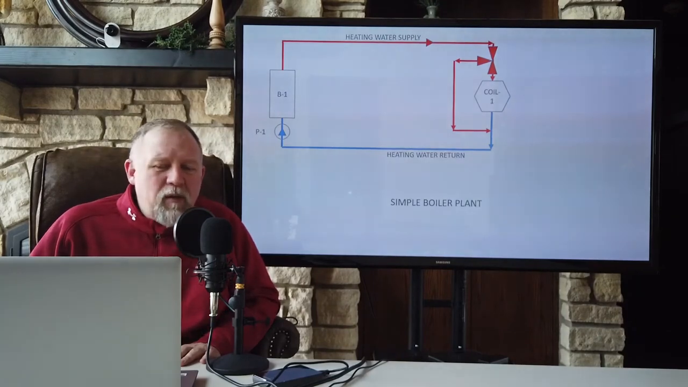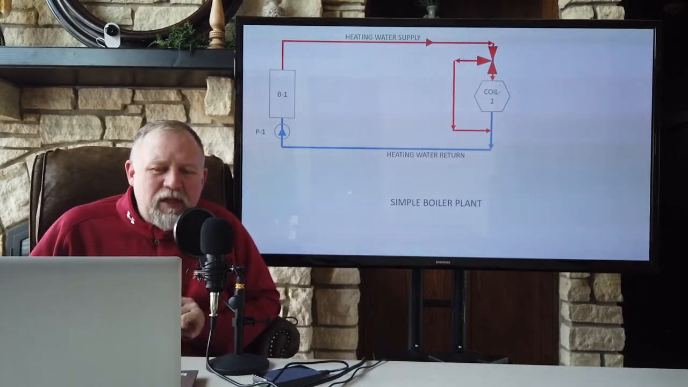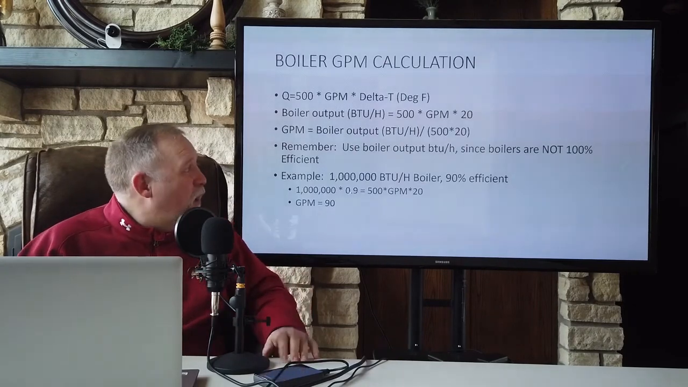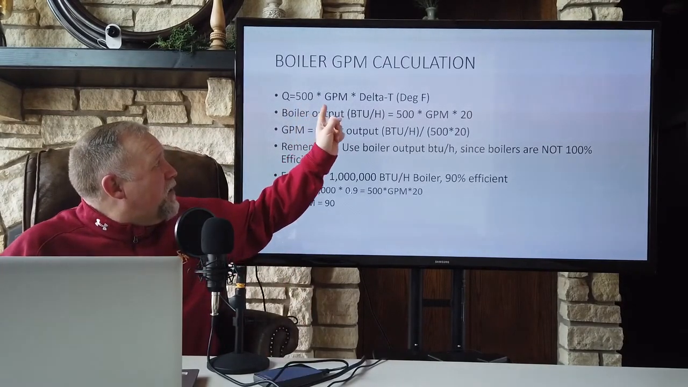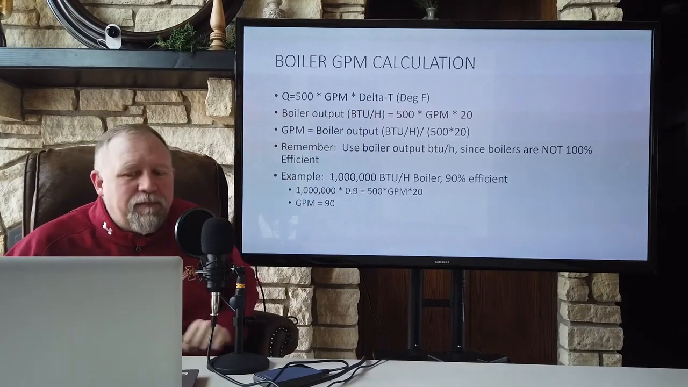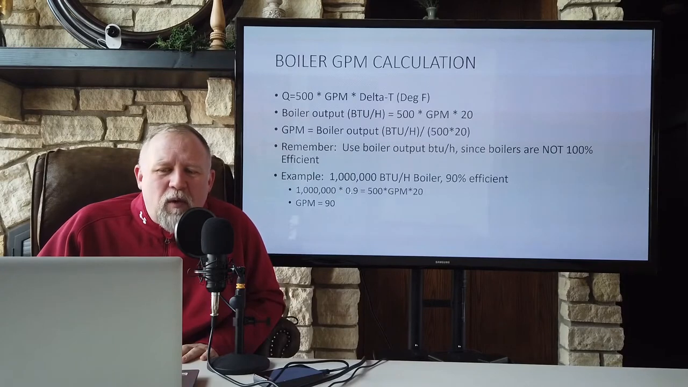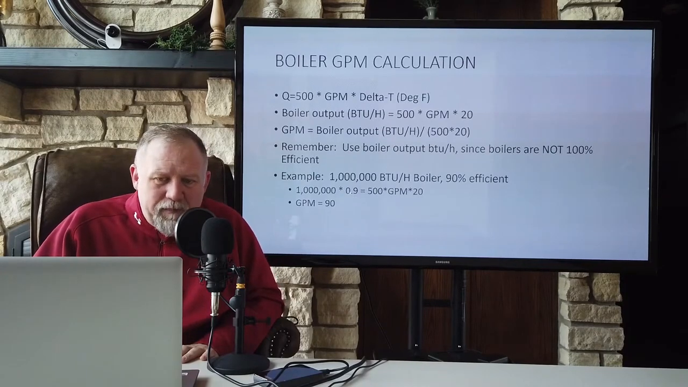Now, how much water do we need? Here, I'm going to go over the calculation. The equation for heat transfer in and out of water is Q equals 500 times gallons per minute times the delta T. The delta T being the difference between the hot water inlet and the hot water outlet.